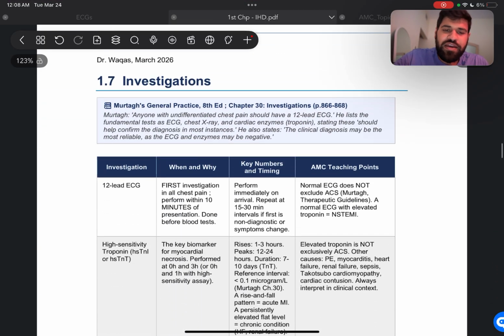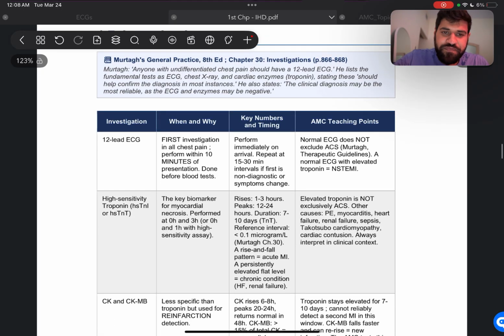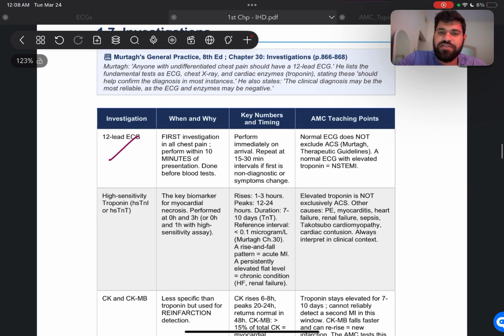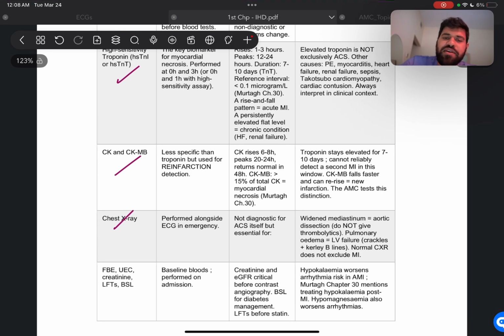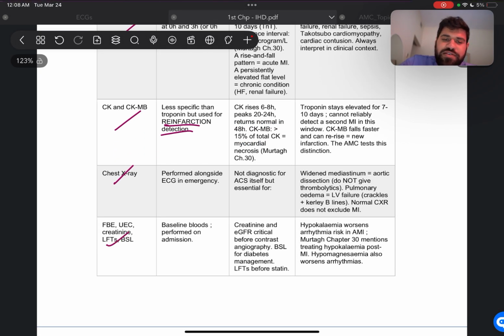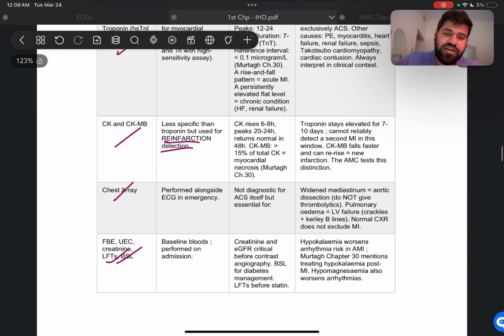Now the investigations that we need to do: always a 12 lead EKG. They're coming with chest pain. It could be pulmonary edema, it could be pleural effusion, it could be a PE as well. Do a 12 lead EKG. Then high sensitivity troponin, CK and CKMB, chest X-ray. CK, CKMB is important because it is less specific than troponin but is used for reinfarction detection. So FBE, UEC, creatinine, LFT, and BSL, though these come later down the line, are performed on admission as well.